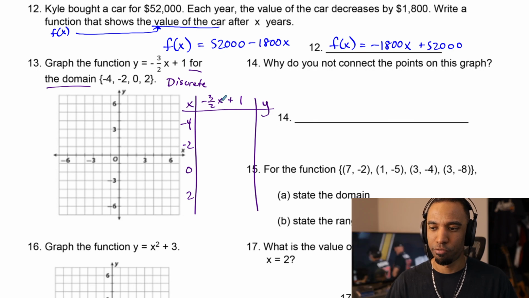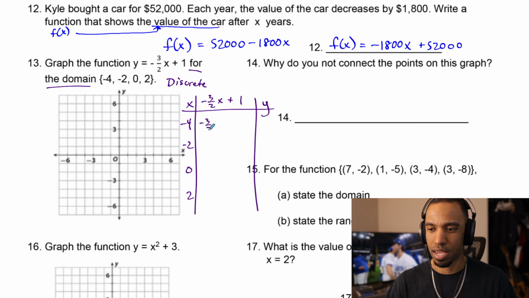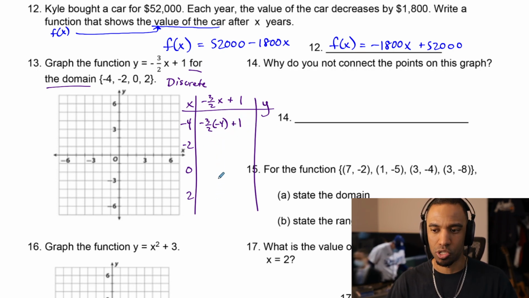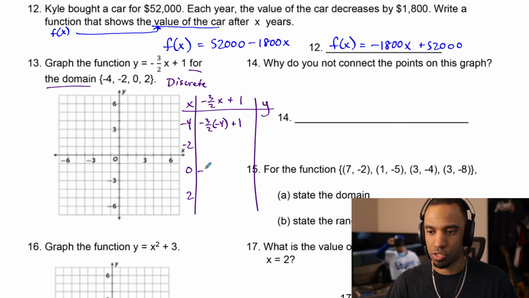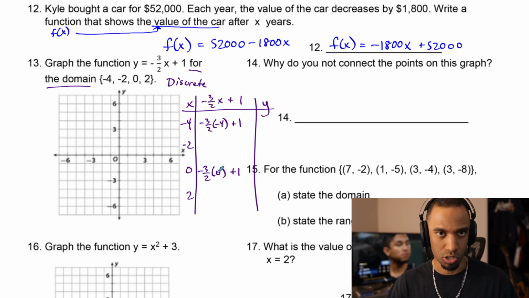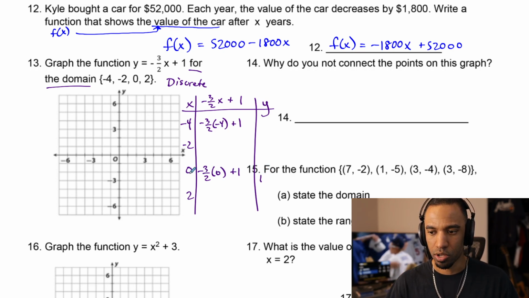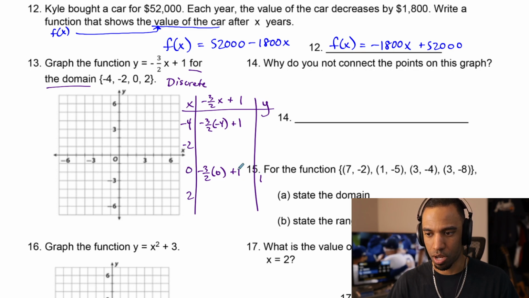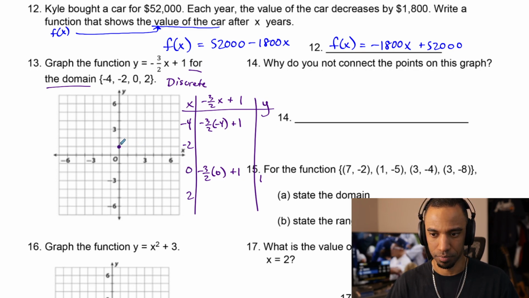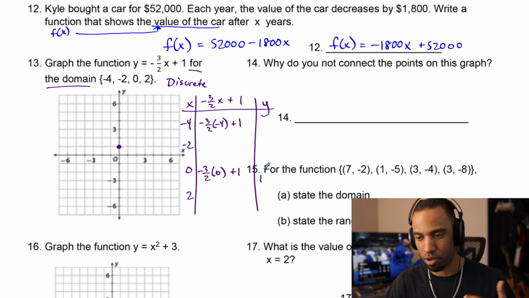We're going to substitute negative 4 in for x. Negative 3 halves times negative 4 plus 1. And then negative 2 and 0 and 2. Let me actually start with 0 just to make this easier on ourselves instead of all the negatives. Substitute 0 into here. Negative 3 halves times 0 is 0. 0 plus 1 is 1. So there's a point on the graph that's 0, 1. I'm going to plot it right here. So that's what it is. Plug in a value for x, get a value out for y.